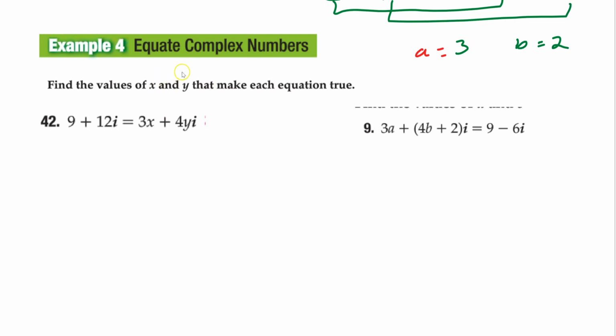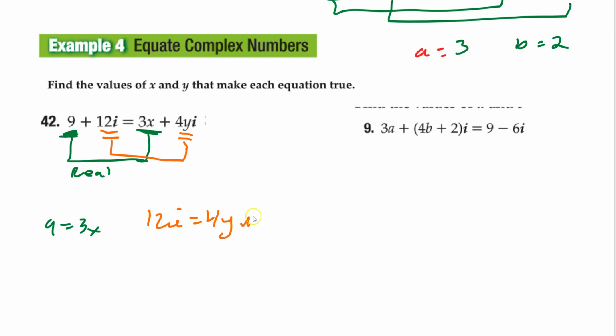If I have complex numbers, the real term, the 9, and there's no i there, has to be equal to the real term. What's the real term here? The thing without the i. So this, because these are real. So the real piece has to equal the real piece. Likewise, the thing with the i, the imaginary piece, has to equal the imaginary piece. So 12i equals 4yi. And all you have to do here is divide. We're trying to solve for y, so divide by 4i. These cancel out, and you get 3 equals y. Divide by 3. X equals 3 also.